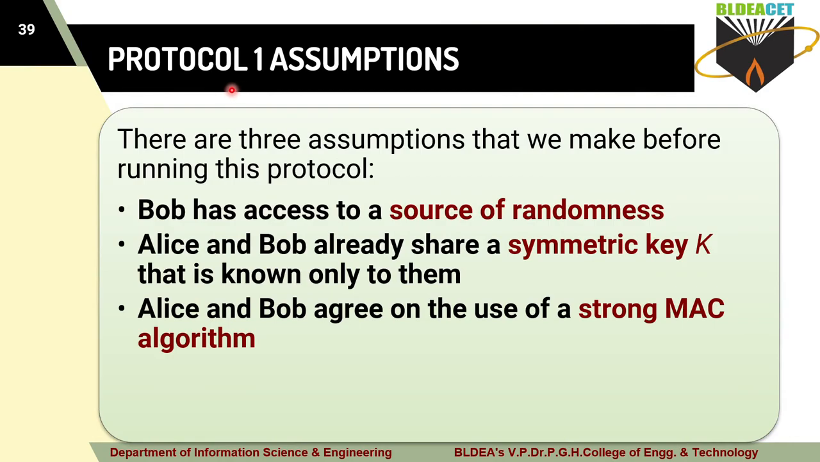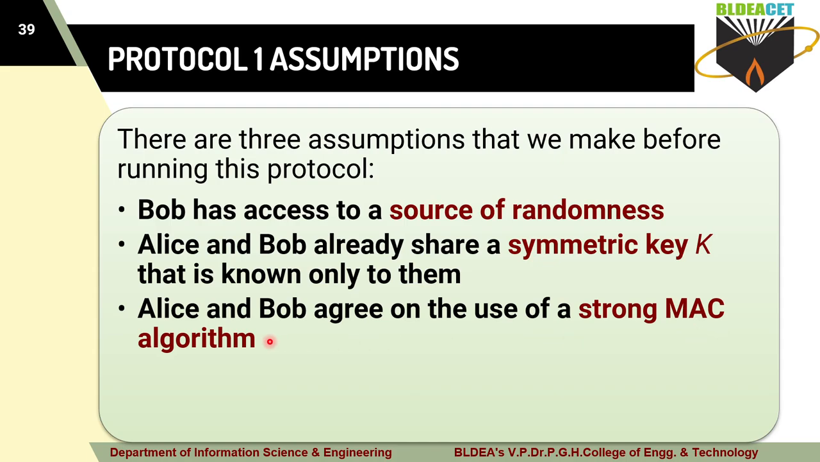Before developing any protocol, first you have to make assumptions, and based on those assumptions you can develop the protocol. This is the first protocol among 7. Protocol 1 is the assumption. There are 3 assumptions that we have to make before running this protocol. First, Bob has access to a source of randomness. Alice and Bob already share a symmetric key that is known only to them, and Alice and Bob agree on the use of a strong MAC algorithm, the message authentication code algorithm.